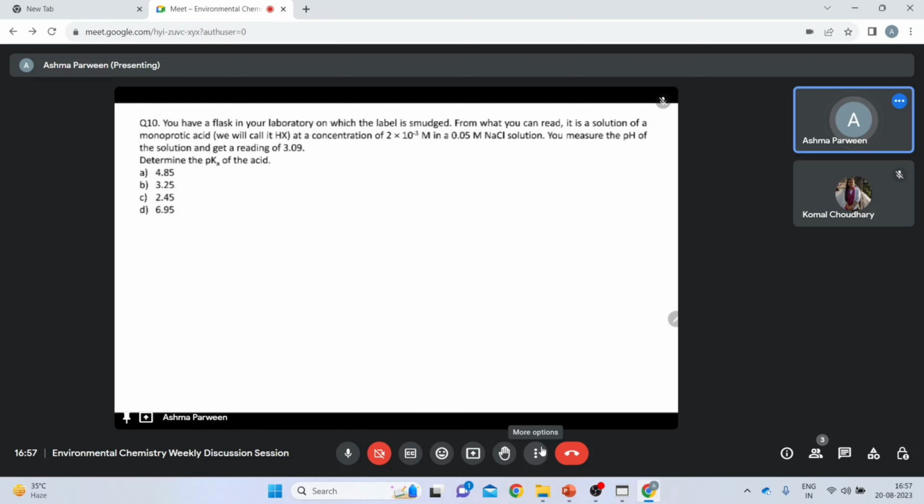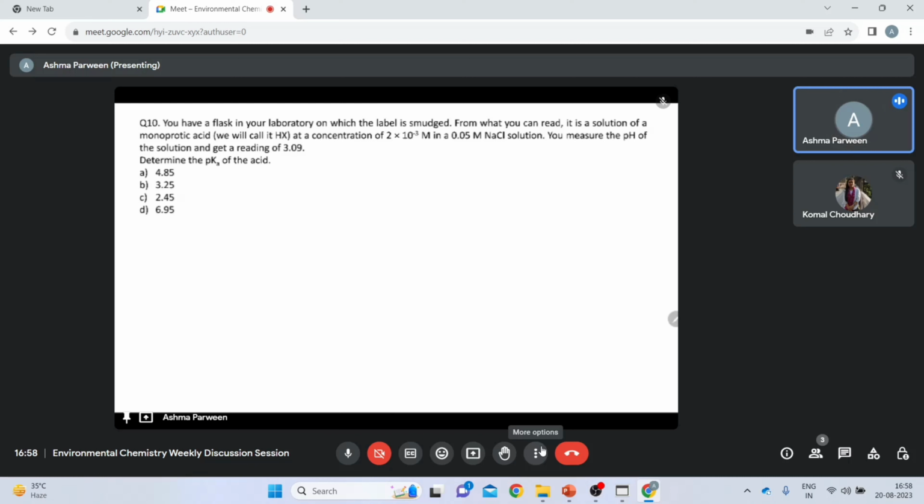So the question is, you have a flask in your laboratory on which the label is smudged. From what you can read, it is a solution of monoprotic acid. It is called HX at a concentration of this in a 0.05 M NaCl solution. You measure the pH of the solution and get a reading of 3.09. Determine the pK of the acid.